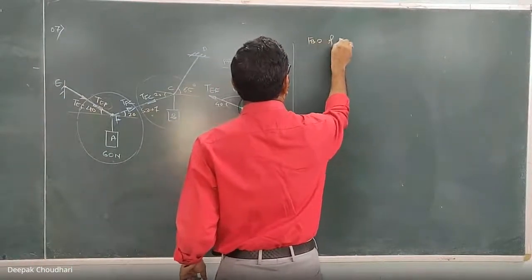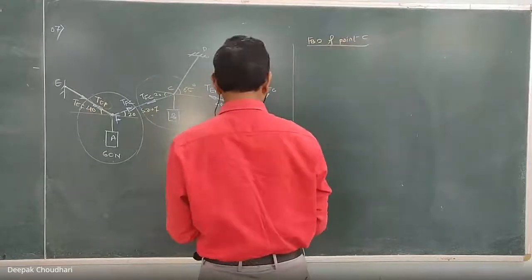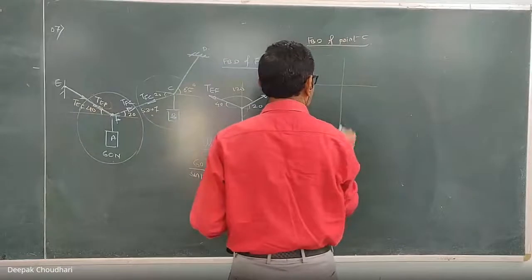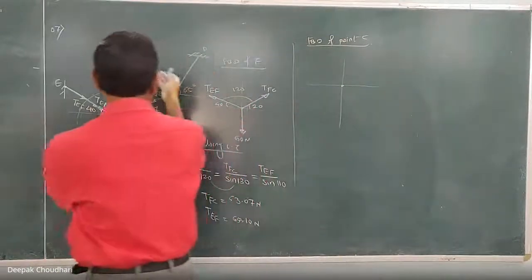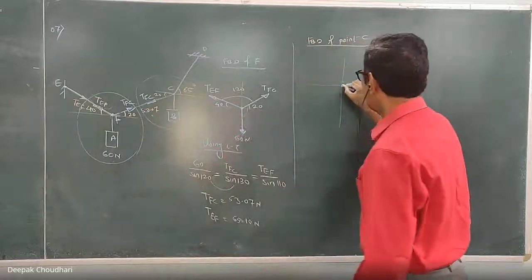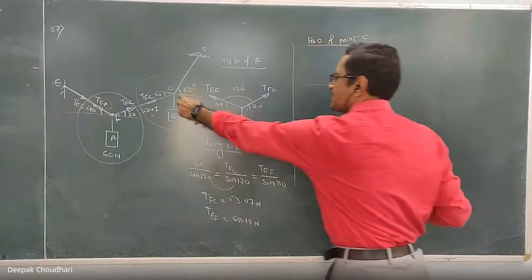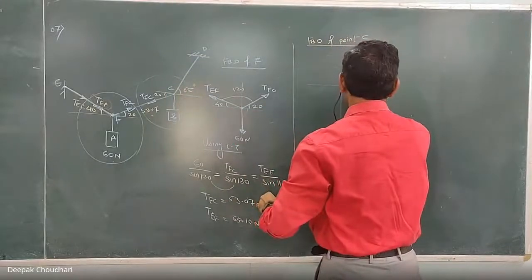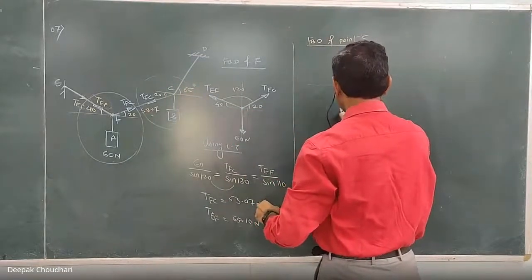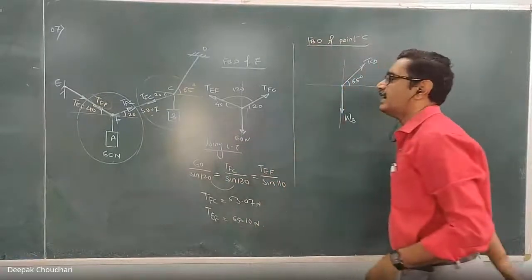FBD of point C. Take the section around C and isolate it. Which are the forces acting on C? This is the tension in CD, which is acting along the string CD, meaning it makes an angle of 65 degree with horizontal. The weight acts vertically downward. How much is that? We have to calculate that, we have to calculate this WB.